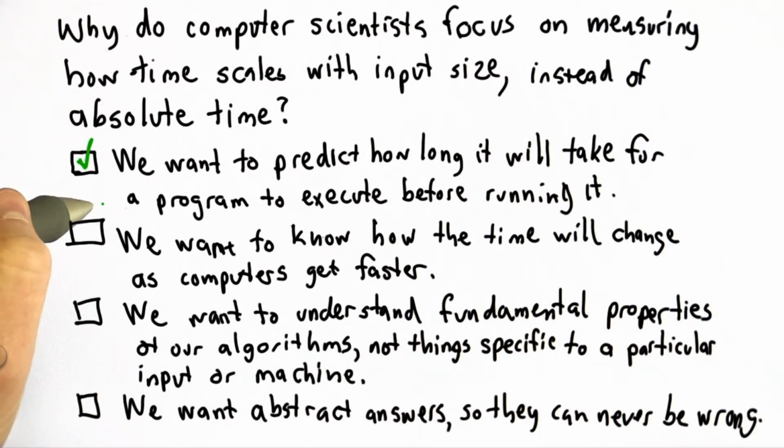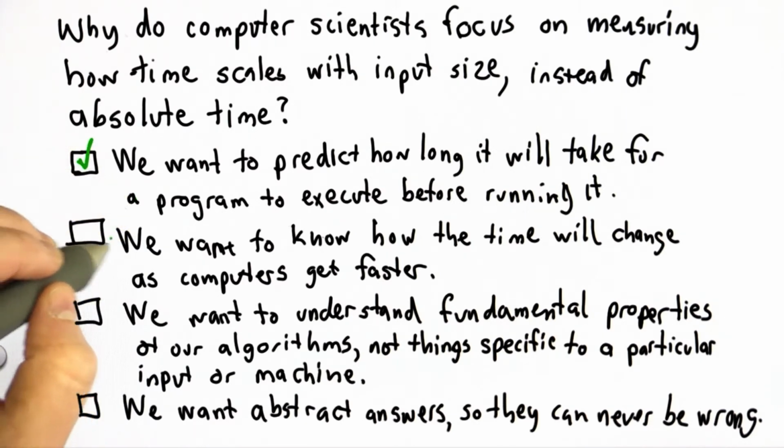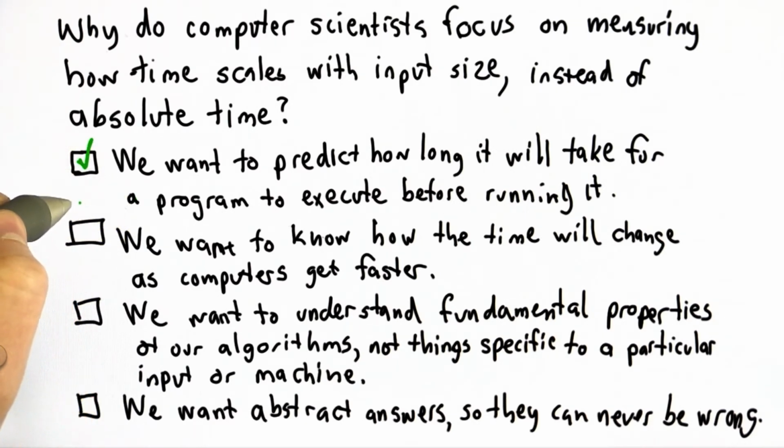If we only learn how long it takes on that particular input, we haven't learned anything useful to figure out what it will cost to run it on some other input. So we want to be able to make predictions by understanding how the running time depends on the actual size of the input. The second reason is also true.